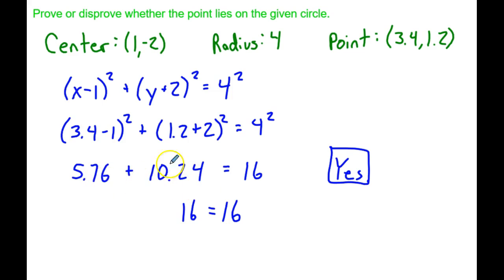5.76 plus 10.24 is equal to 16. So we end up with 16 equal to 16, a true statement. So that means that this point, 3.4, 1.2, does lie on the given circle. Okay, if we got a number equal to a different number, something that was not a true statement, then that point would not lie on the given circle.